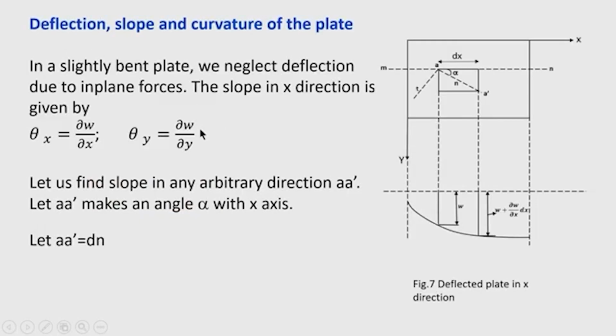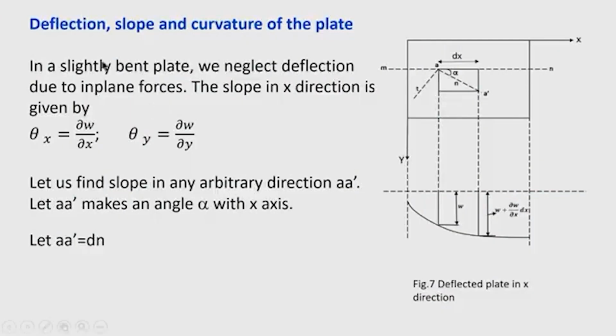Okay. Now, let us discuss the deflection, slope and curvature of the plate. Now, in a slightly bent plate, we neglect deformation due to in-plane forces, because we are considering the theory of thin plates with small deflection, and as a result the deflection and slope are both small quantities. The slope in x direction is given as θx equals ∂w/∂x, θy equals ∂w/∂y.